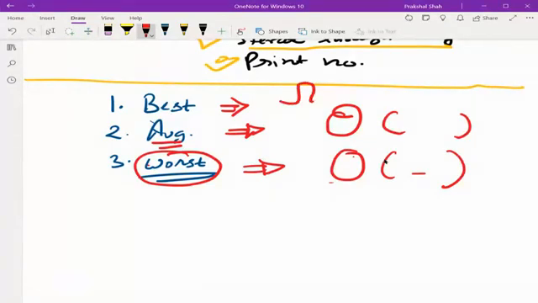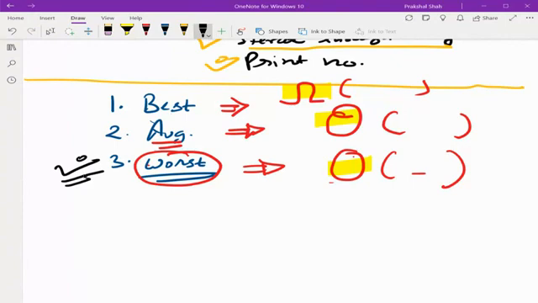Omega. The symbol of that is like this. So this is the symbolic term for best case, average case, and worst case.